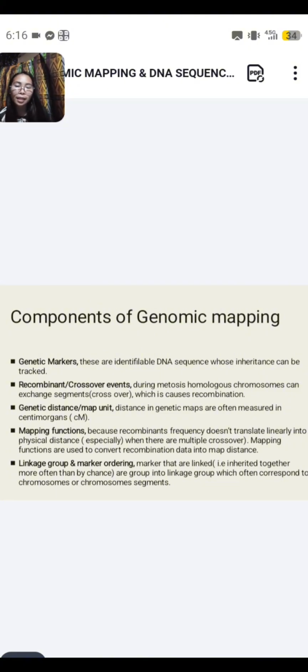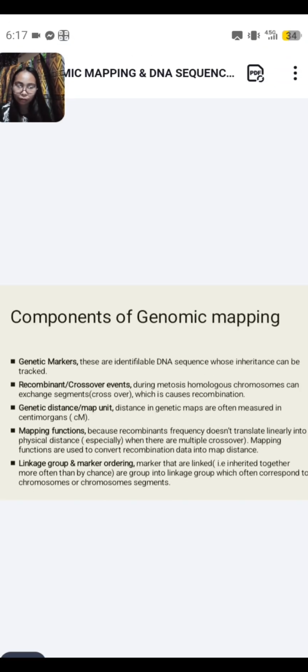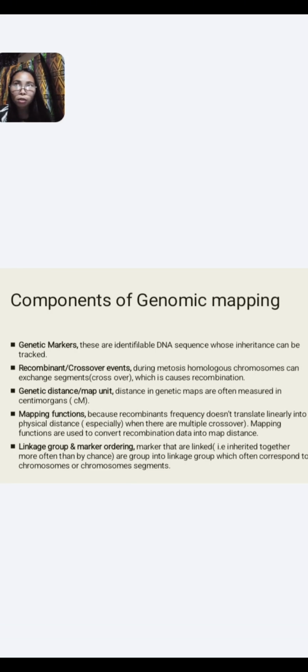Then the last one is the linkage group and marker ordering. Markers that are linked, for example inherited together more often than by chance, are grouped into linkage groups, which often correspond to chromosomes or chromosome segments. So the linkage group and marker ordering is grouping markers into linkage groups, which correspond to chromosomes or chromosome segments.